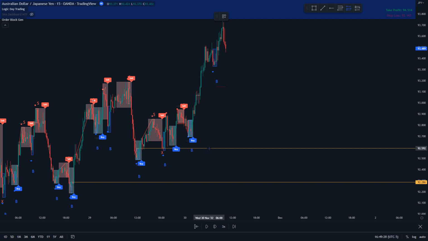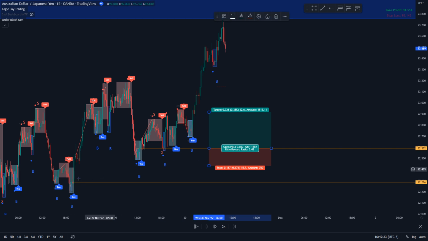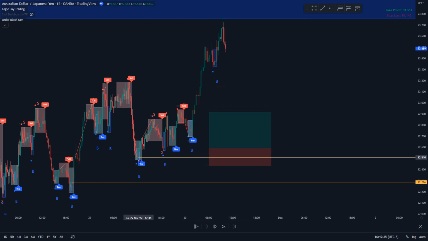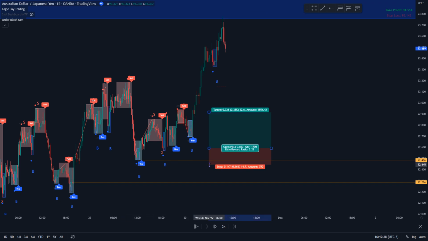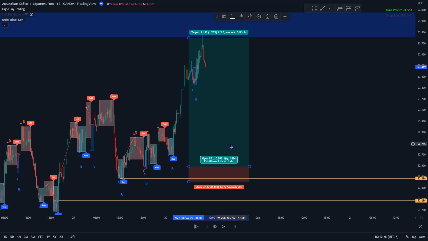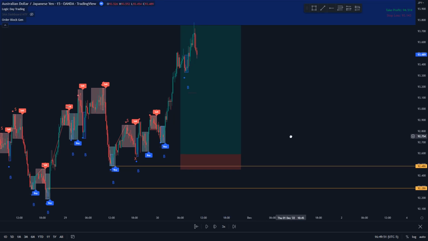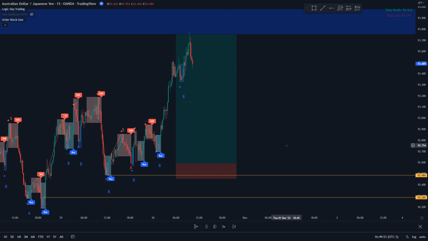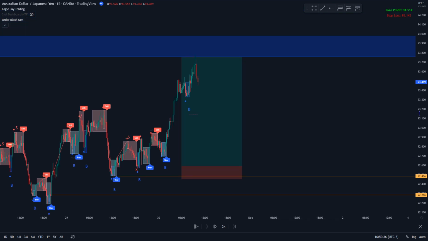So let's say we got in here at that order block with our stop a few pips below this order block. And if we have our higher time frame target of right here, that is an incredible 8.45 to 1 risk to reward ratio. So with that R&R potentially available, that could be something to get into.